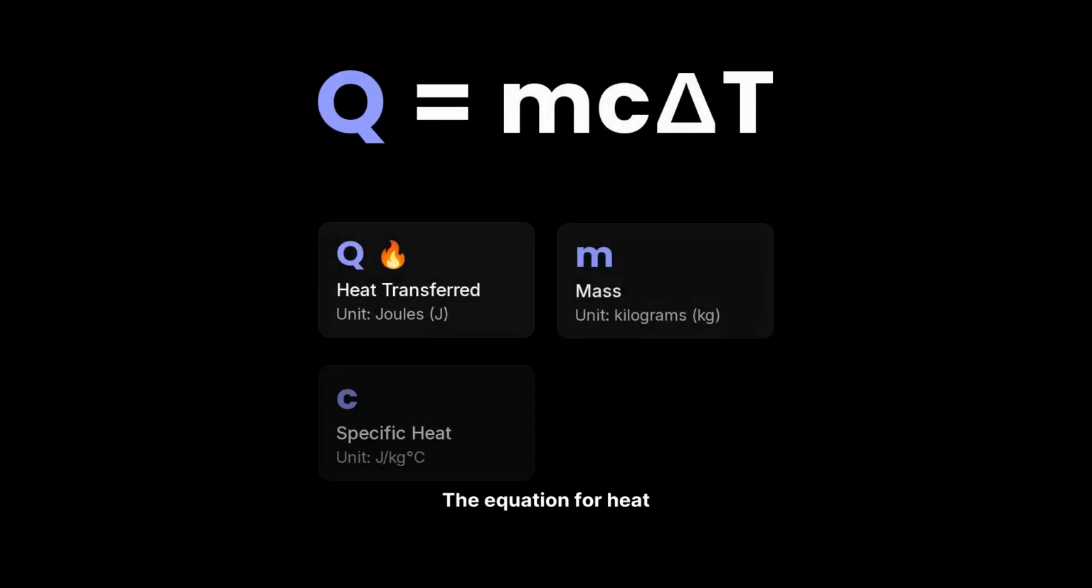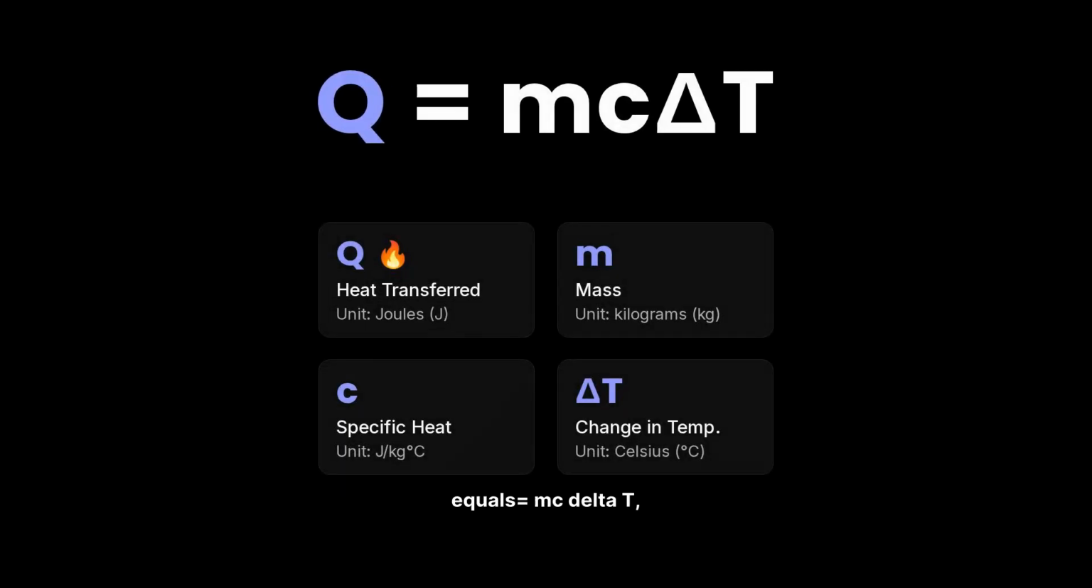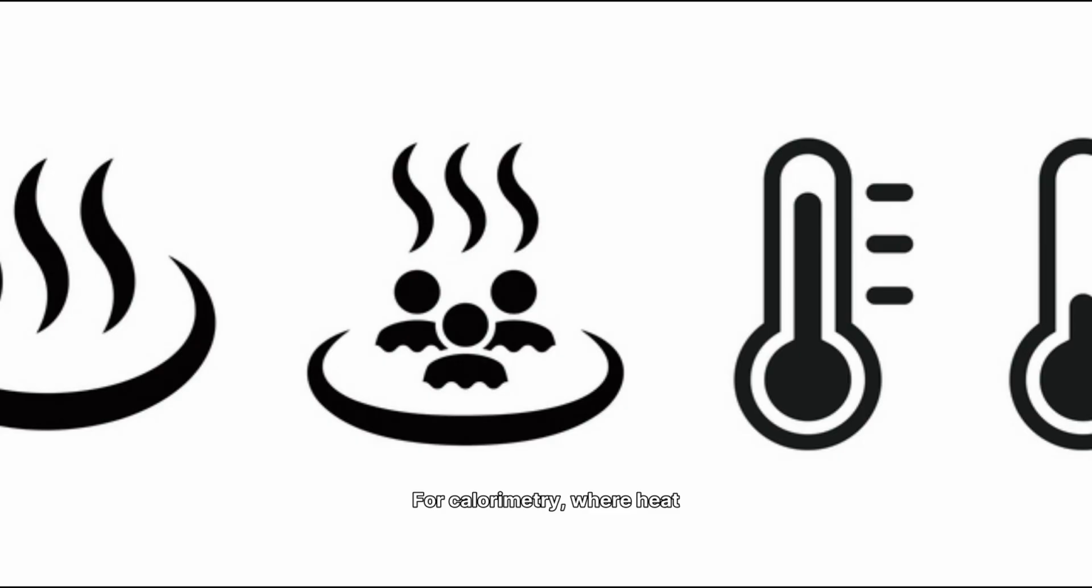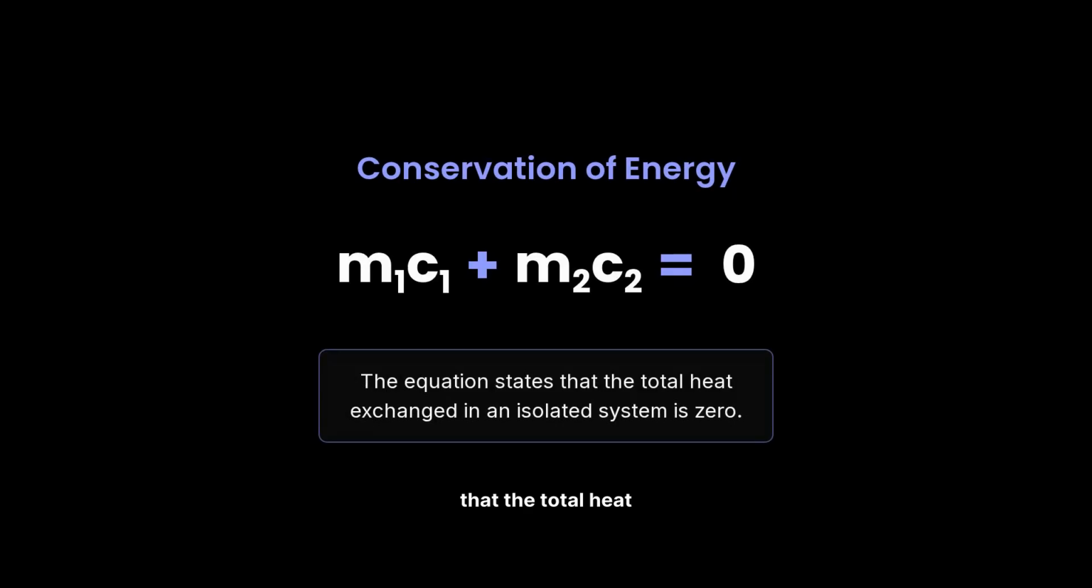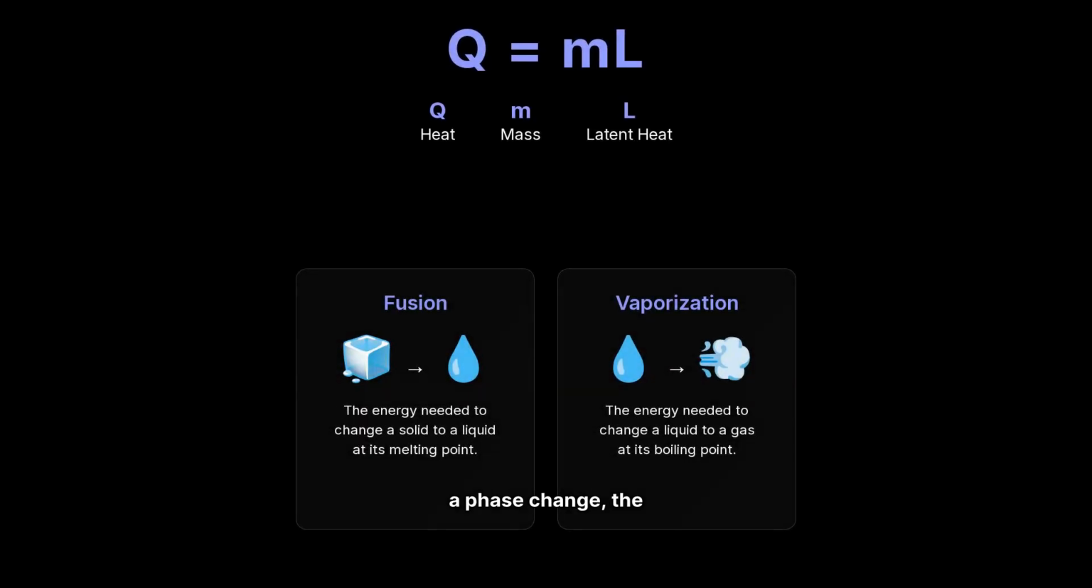The equation for heat absorbed or transferred, Q equals mc delta T, is central to many thermal problems. For calorimetry, where heat is exchanged between objects, we use the principle of conservation of energy. The equation Q1 plus Q2 equals 0, where each Q is mc delta T, states that the total heat exchanged in an isolated system is 0. When a substance undergoes a phase change, the heat transferred is given by Q equals mL, where L is the latent heat of fusion or vaporization.